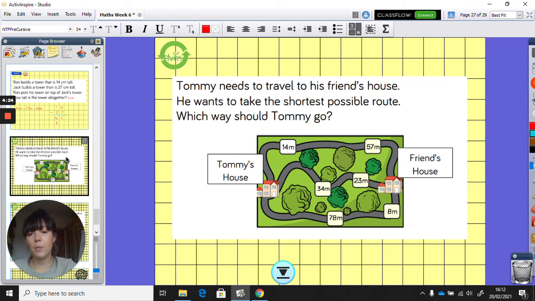So, you've got Tommy's house, and here's his friend's house. So he can go one of 3 ways. He can go round this way, he can go round that way, or he can go round that way.